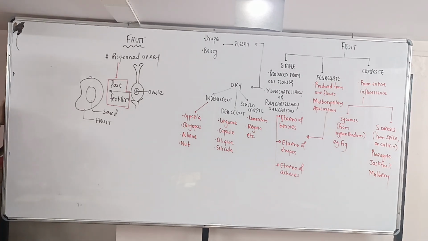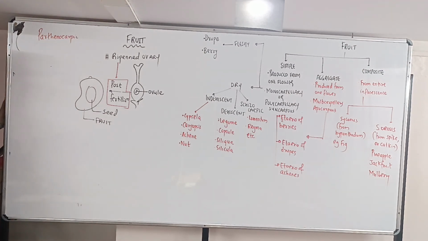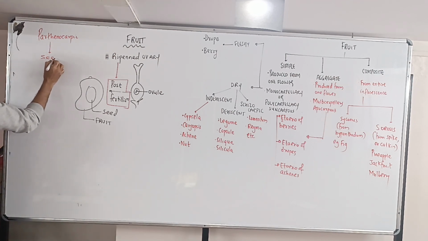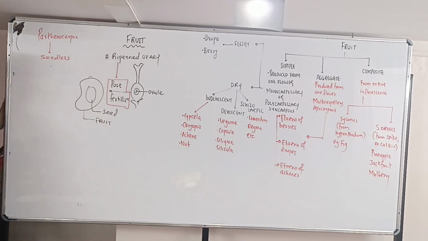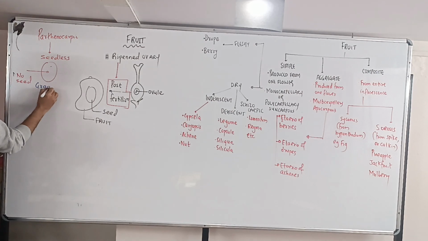Okay. Some fruits are called parthenocarpic. What are the fruits called? Parthenocarpic. These are seedless fruits where you have the fruit but there is no seed. Okay? So nowadays you have commercial varieties of grapes as well as bananas which are seedless.